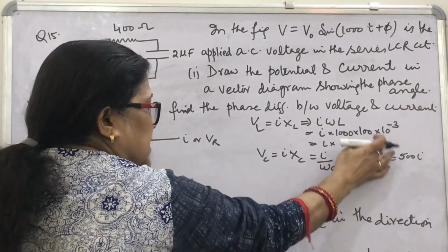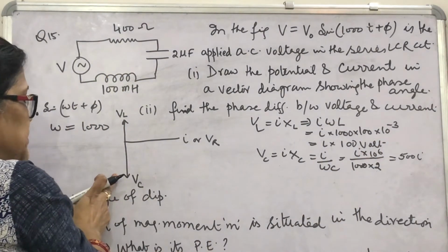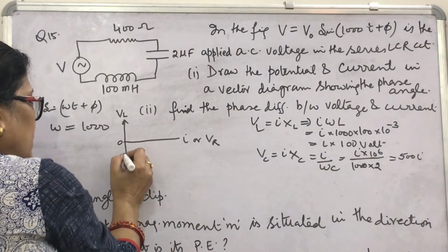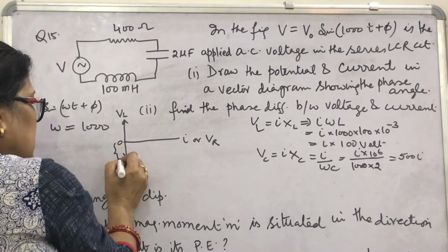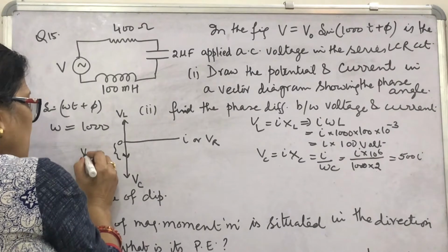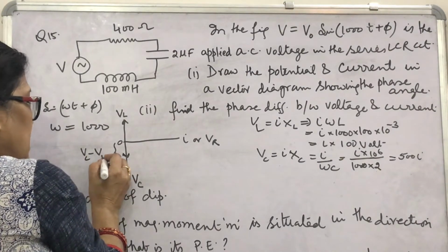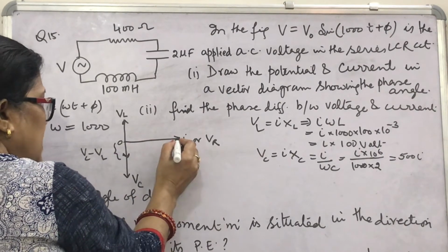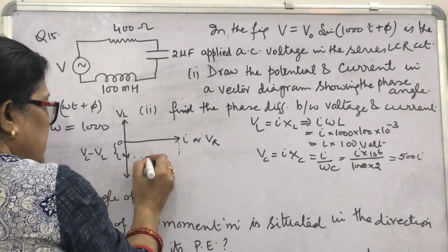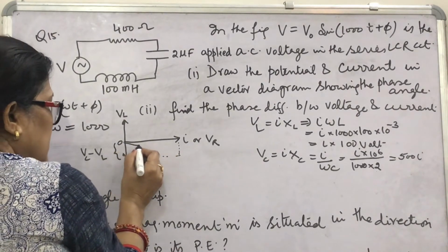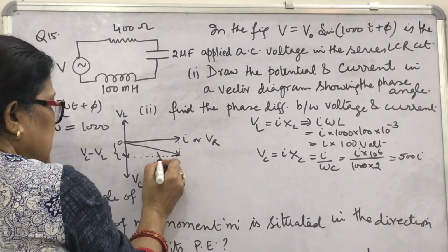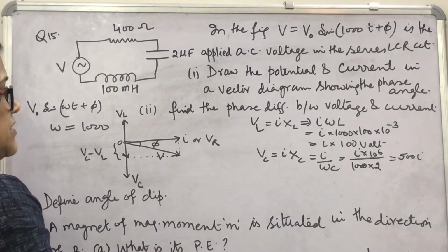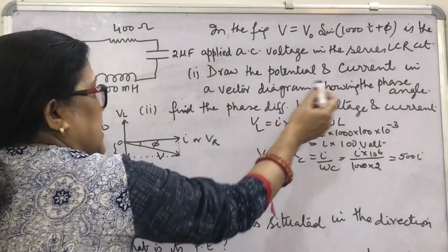Obviously VC is greater than VL, so I have drawn this VC vector bigger than VL. This will be from O. If you find this, it is the vector VC minus VL. Then if this is the vector I, this is vector VC minus VL. Complete the vector diagram like this, and this is the resultant voltage making an angle phi with the voltage across resistance. Draw the potential and current in a vector diagram.